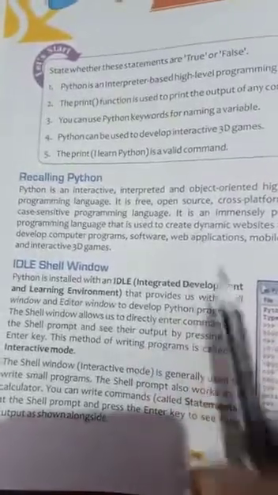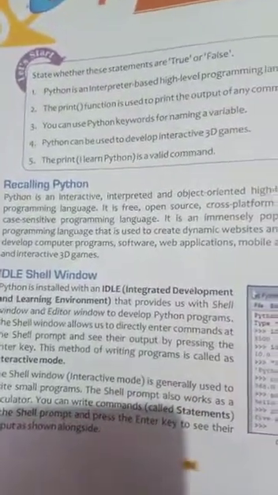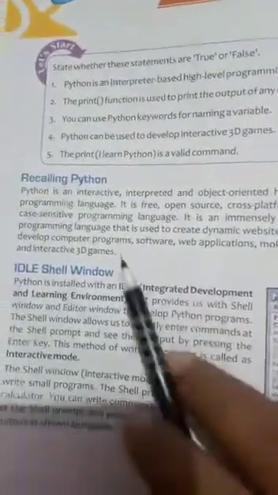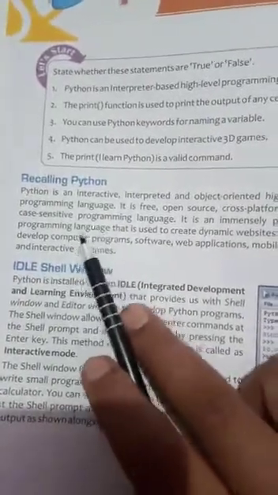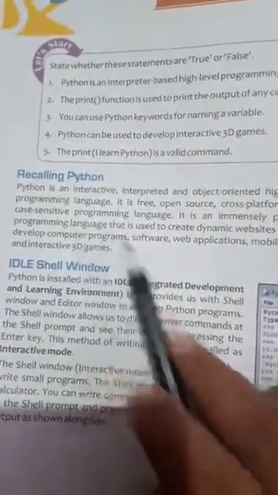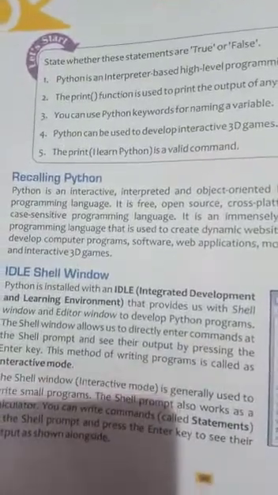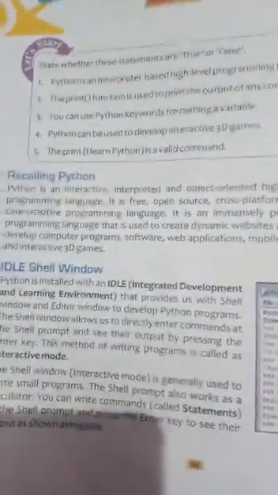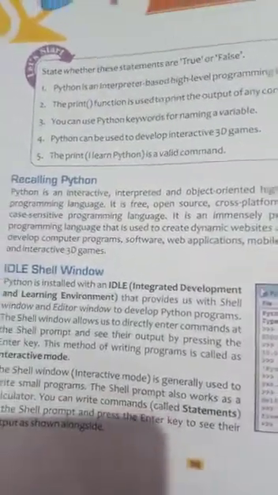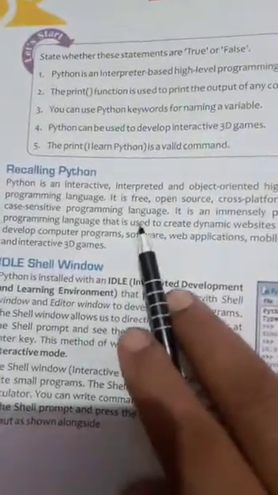Free and open source means you can easily download it from the internet and there is no cost for it. And it is a case-sensitive language, which means that something written in small case letters and something written in capital letters are treated differently.